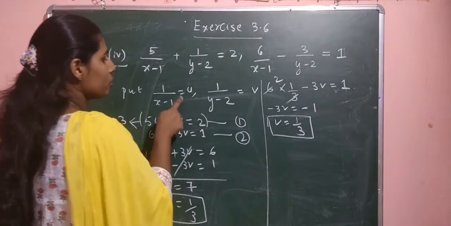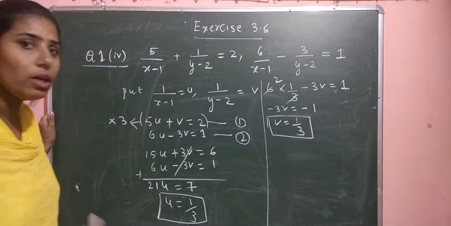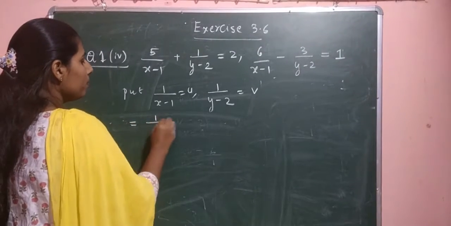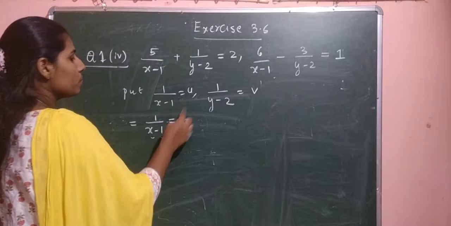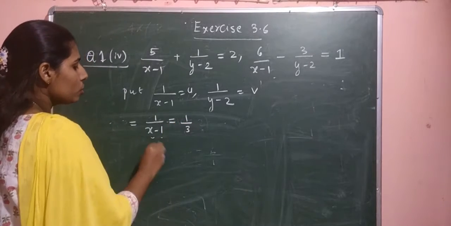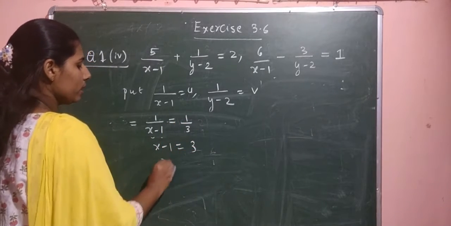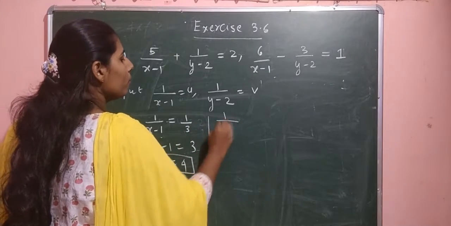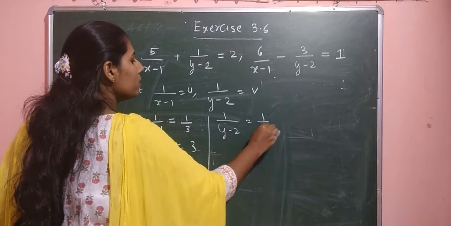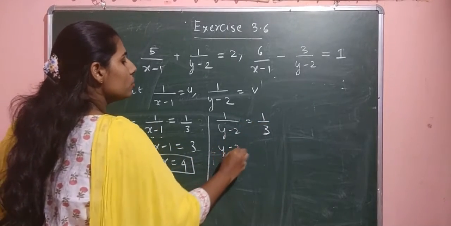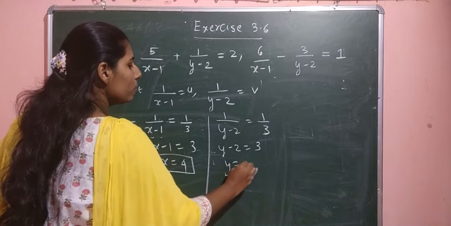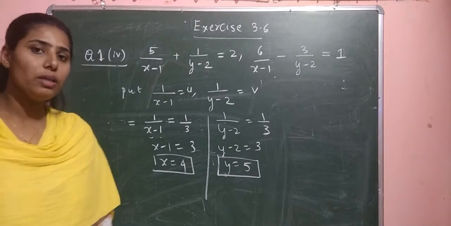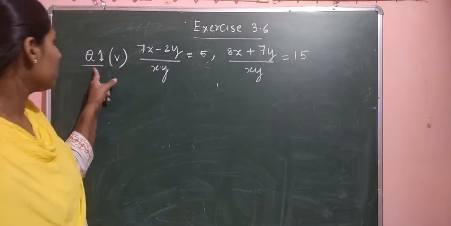These two values we will substitute in what we have actually taken. So here I will get 1/(x - 1), the u value was 1/3, so x - 1 = 3 or x = 4. And here I will get 1/(y - 2) = 1/3, or y - 2 = 3, or y = 5. So hence the values of x and y are these two. Okay, children, we will move on to the same question, fifth part.